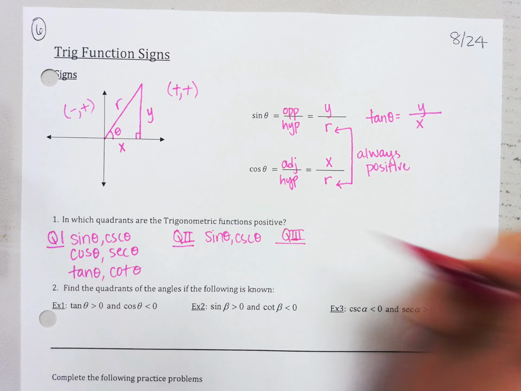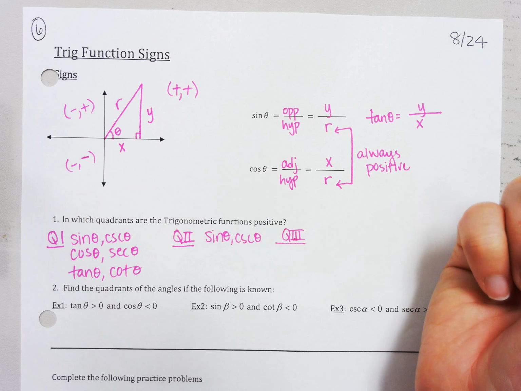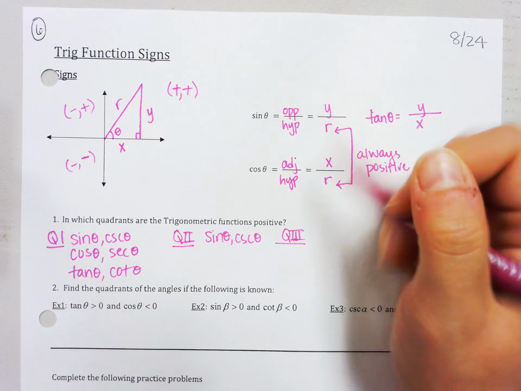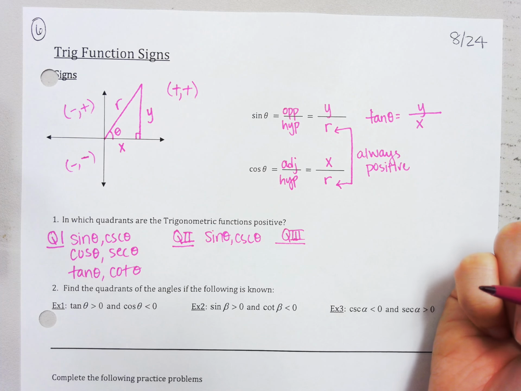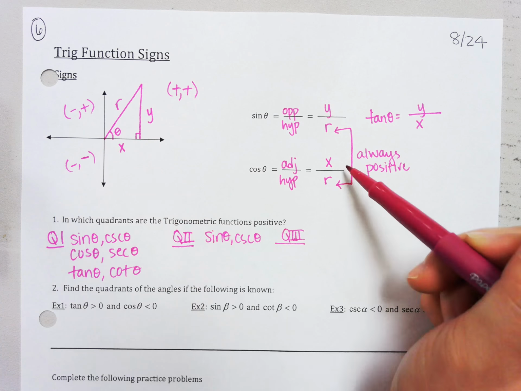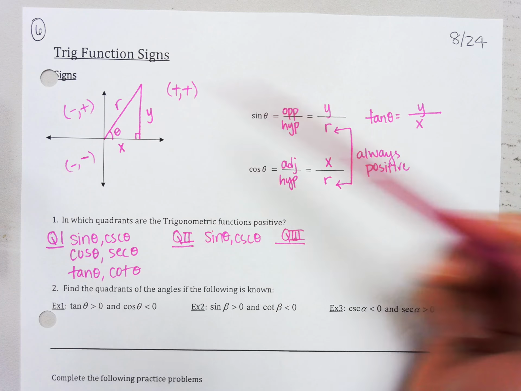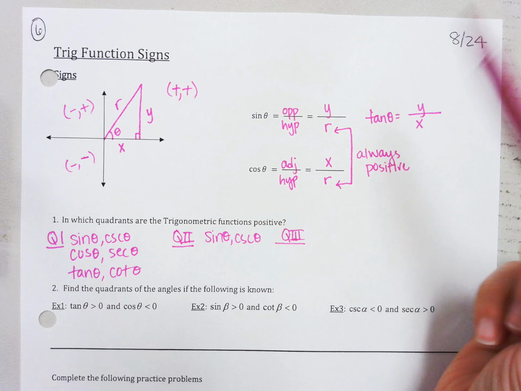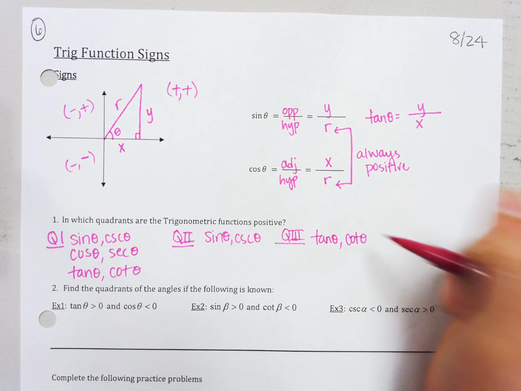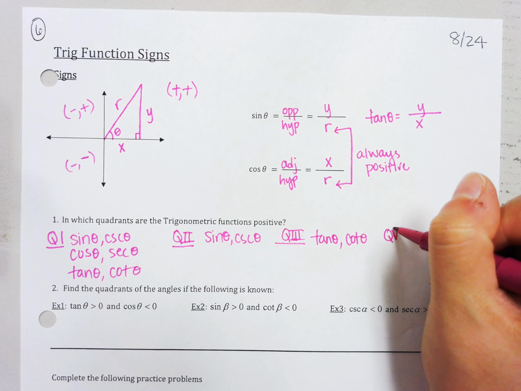Alright, let's look at quadrant 3. Quadrant 3, both our x and our y coordinates are negative. So if I'm looking at my sine, my y value is negative, my r value is positive, so I'm going to have a negative function value for sine in quadrant 3. For cosine, my x is negative, my r is positive, so again, negative value. For tangent, my y is negative, my x is negative, a negative over negative is going to be a positive. So tangent and cotangent are the only ones that are positive in quadrant 3.